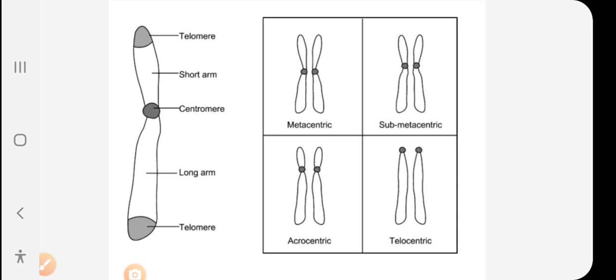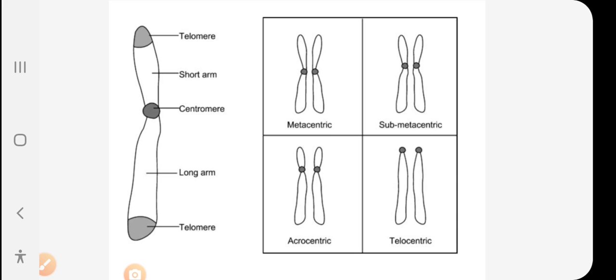The third type is submetacentric. Here the centromere position is just away from the middle point of the chromosome. During cell division, this submetacentric chromosome in anaphase looks like an L shape or J shape during the separation of chromosomes.